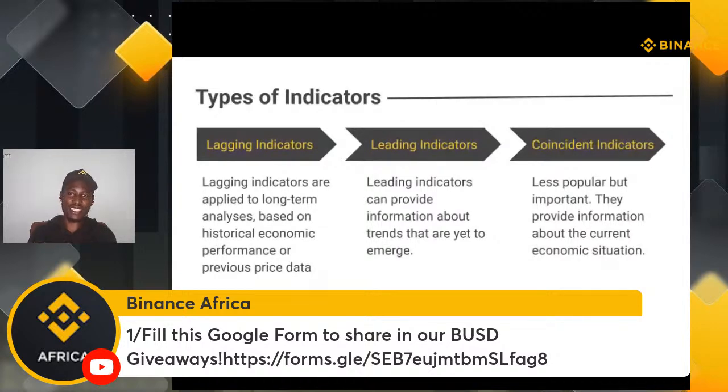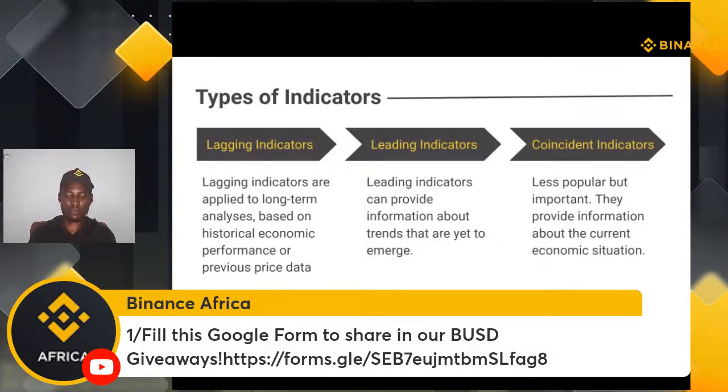Now, coincident indicators, just as mentioned, they are less popular, but they are somewhere in between leading and lagging indicators and work almost in real time. So they provide you information about the current economic situation, which can be very, very helpful for you for short-term trade positions.